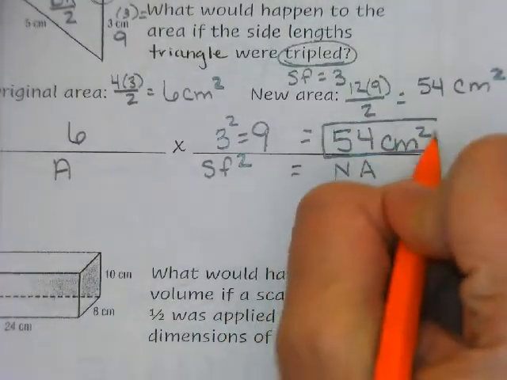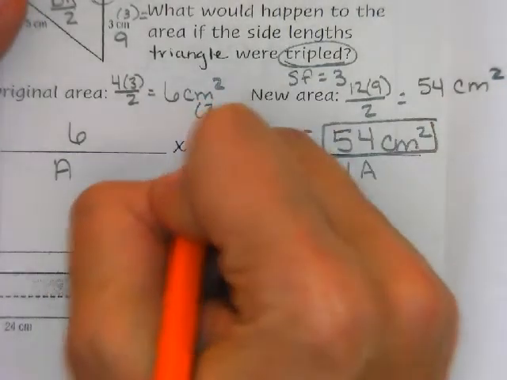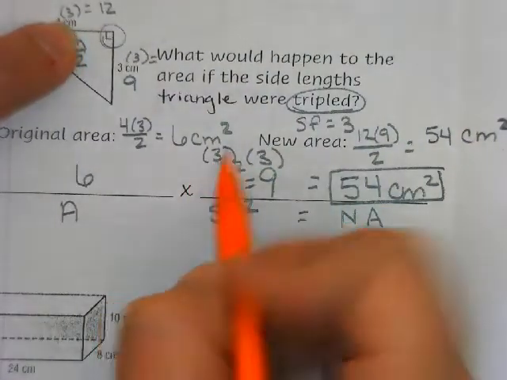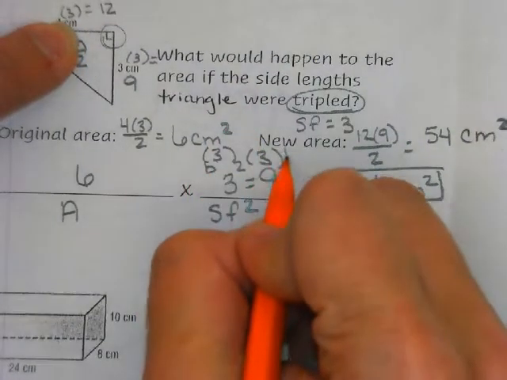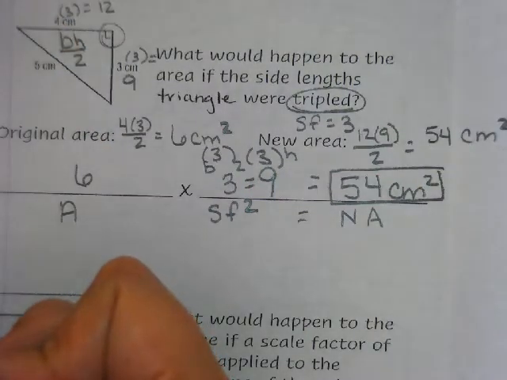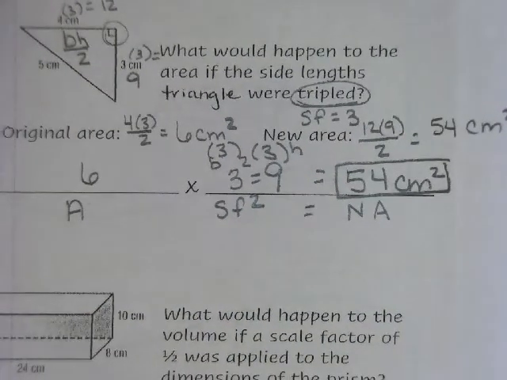Let's talk about why we're squaring that, right? 3 squared means 3 times 3. Well, look at our picture. We did times 3 on the base and times 3 on the height. That's why we're squaring it. All right? Are we okay with that?